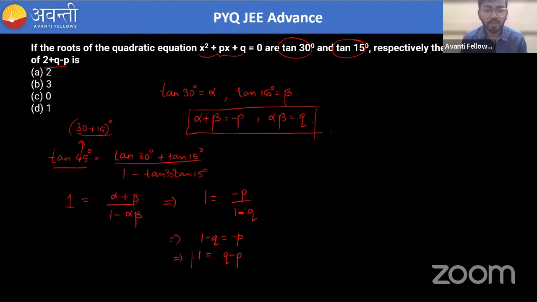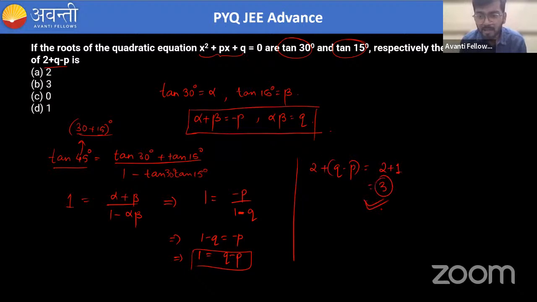Now we have found the value of q minus p. Q minus p is equal to 1. So therefore 2 plus q minus p will be equal to 3. Right? So this was a very easy question.